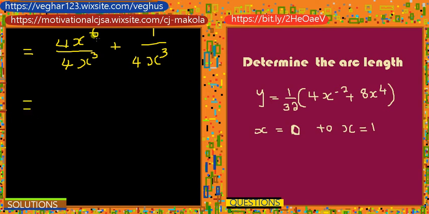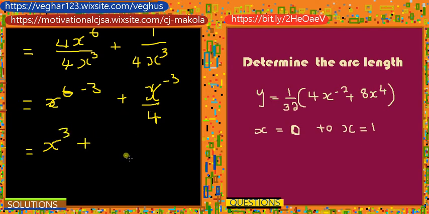So we have something like this. This 4 will cancel out, and then we'll be left with 6 x raised to 6 minus 3. This 3 is this one, and then plus. Here we can leave it. You can take the x to the power negative 3, and then we leave the 4 like this. Still okay. And then we have something like x to the 3 plus this one, divided by 4.